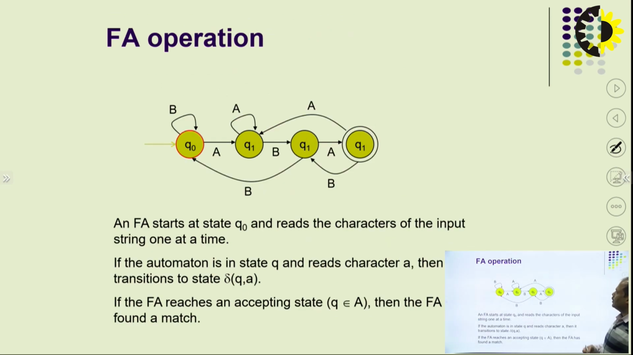So what are the operations? Look at here, consider this finite automata. It always starts from the start state and it will accept the input when it reaches the final state, right? If it is not reaching the final state on a particular input, that means it is not going to accept the input.